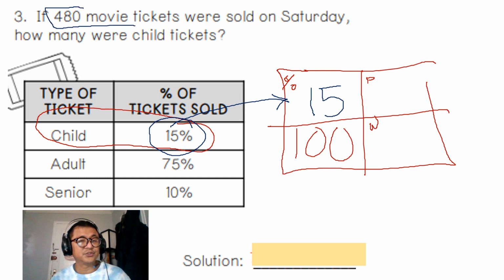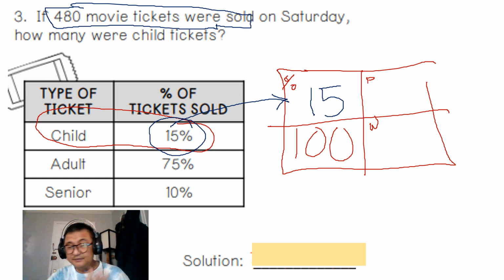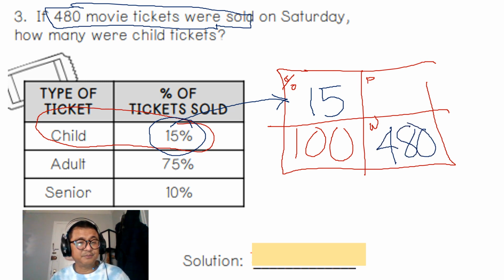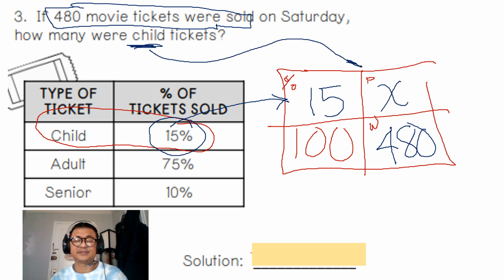480 tickets were sold. Meaning that's the part or the whole. Think. Everything was sold, 480. So that's the whole, 480. And the children part of the ticket, which corresponds to 15%, that's the missing number now. That's the X. Okay, everybody solve.